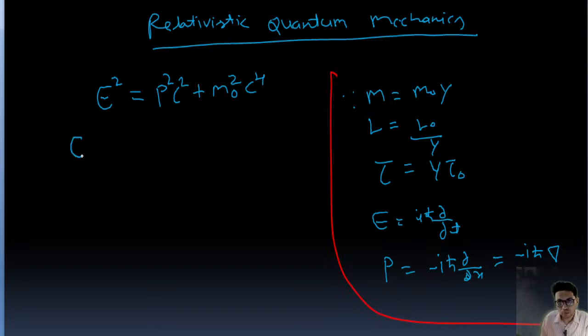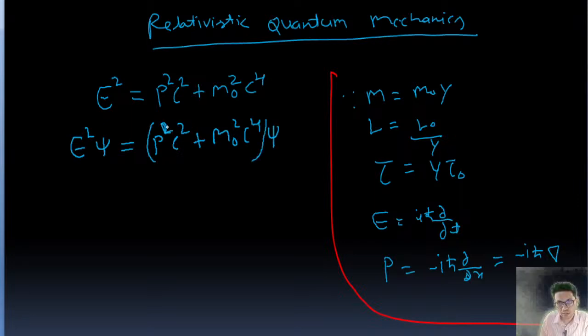So from here we can take psi on both sides, so this is going to be E square psi equals P square C square plus M naught square C to the power 4 psi. We can do this in quantum mechanics. Now we'll write the values of operators. E square is iota h cut del upon del t squared, and since iota square is minus 1, this is going to be minus h cut square del square upon del t square psi.